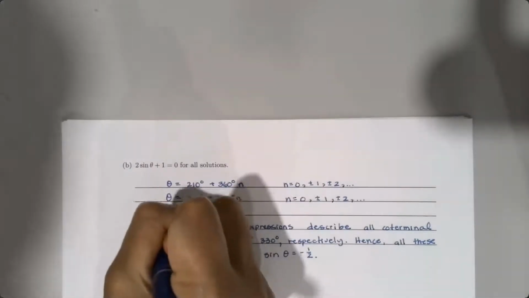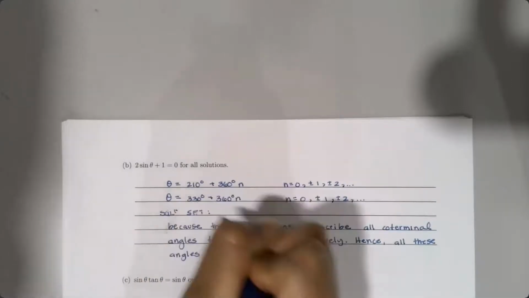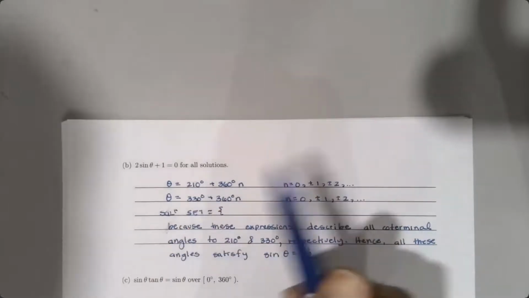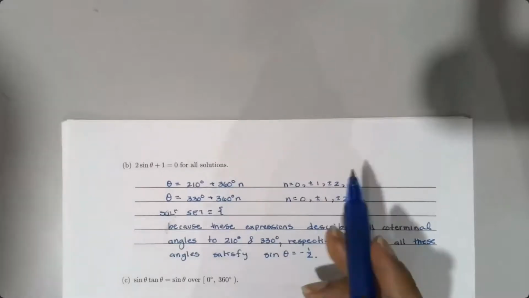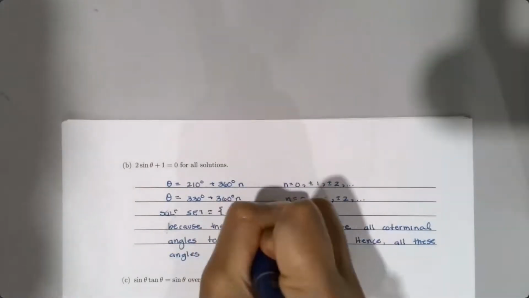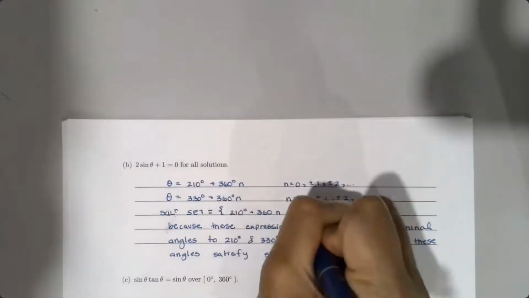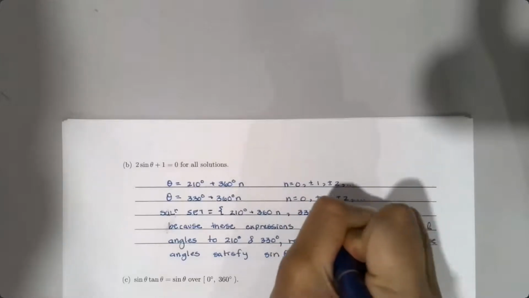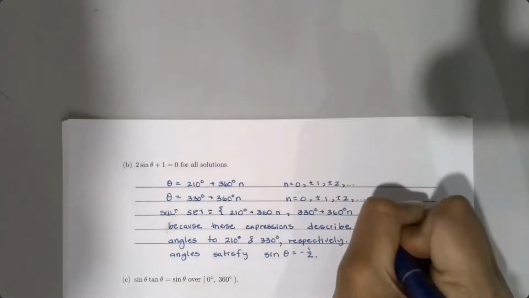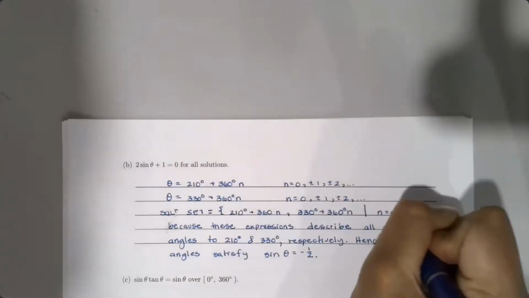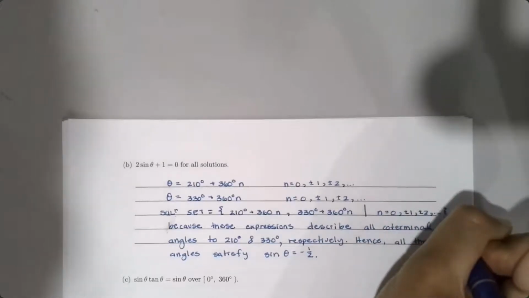So the second way to write it is as a solution set, which is what you'll see on the homework. The solution set is to write these answers in a list in between curly braces. So the first one would be 210 plus 360n and 330 plus 360n, and then we're going to write a separating bar where n can be 0, plus or minus 1, plus or minus 2, or any other integer.